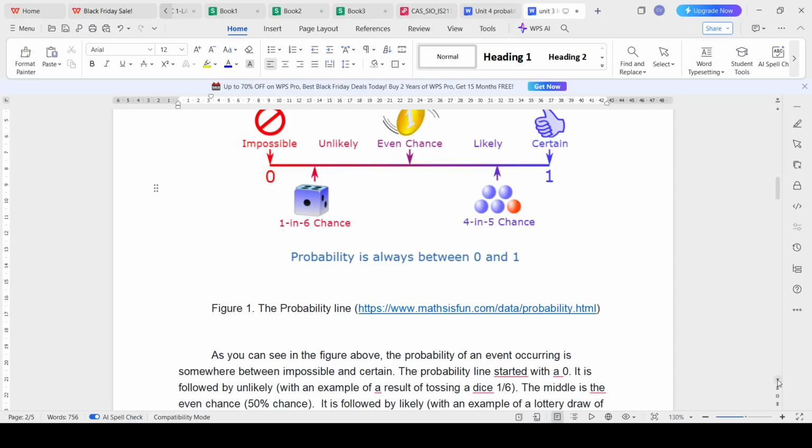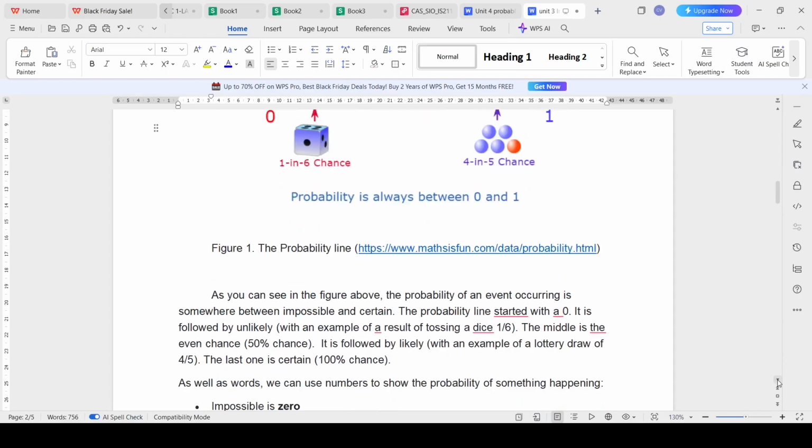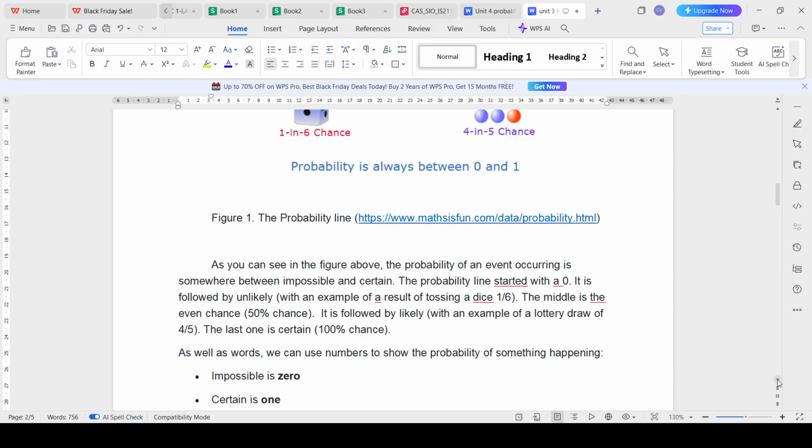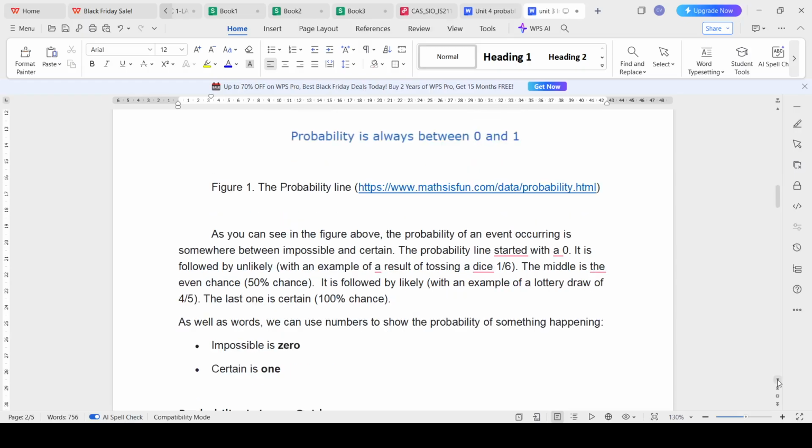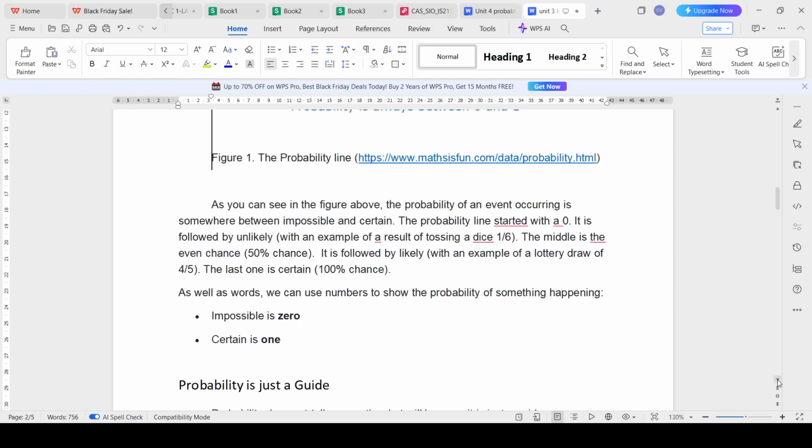As you can see in the figure above, the probability of an event occurring is somewhere between impossible and certain. The probability line starts with 0. It is followed by unlikely, with an example of a result of tossing a dice, which is 1 over 6. The middle is the even chance, which is a 50% chance. It is followed by likely, with an example of a lottery draw of 4 over 5. And the last one is certain, which is a 100% chance. As well as words, you can use numbers to show the probability of something happening. Impossible is 0, certain is 1.